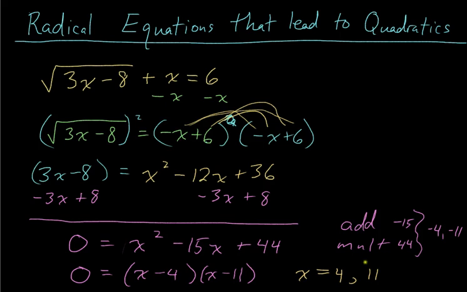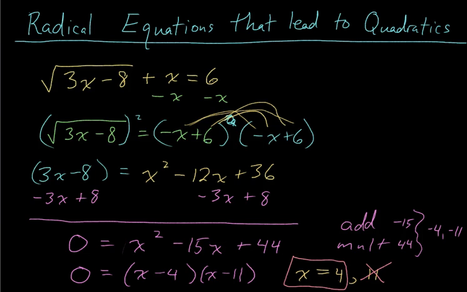And before we stop, we have to plug them back in and make sure they work. If I plug in the 4, this is the square root of 12 minus 8. 12 minus 8 is 4, so the square root of 4 is 2. 2 plus 4 is 6. So the 4 works. If I plug in the 11, though, this is the square root of 25, which is 5. 5 plus 11 is 16. That doesn't work. So I have to throw out this 11. And the only solution is x equals 4.